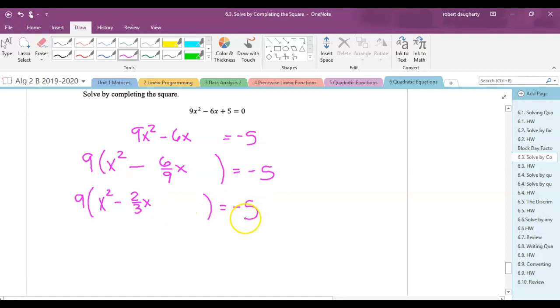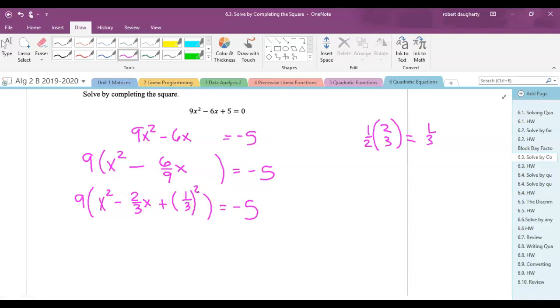equal -5. Now to complete the square, I have to do what? I have to take half of that number and square it. So what is 1/2 of 2/3? What's 1/2 of 2/3? 1/3. Okay. So I've got to add, what have I got to add here? 1/3 squared. Okay. That's what makes that a perfect square.